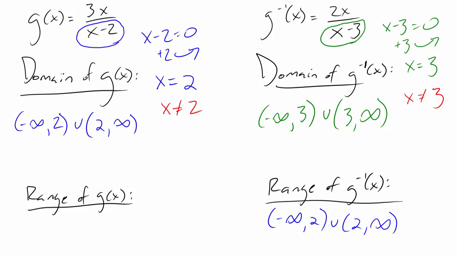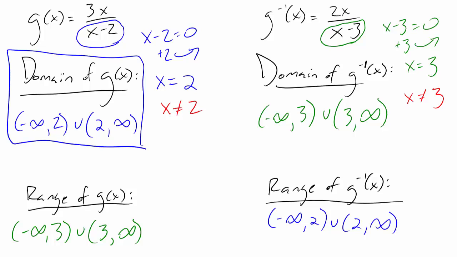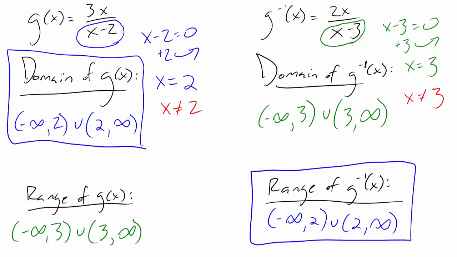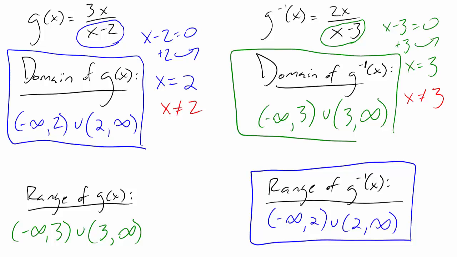And again, the domain of g inverse also tells us the range of g, so that's negative infinity to positive 3, union 3 to positive infinity, with parentheses around everything. So again, our domain of g here, negative infinity to 2 union 2 to infinity, is also the range of g inverse. And our domain of g inverse, negative infinity to 3 union 3 to infinity, is also the range of g.